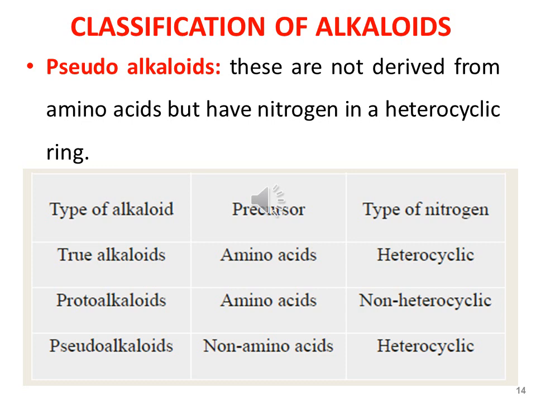The third type of alkaloids as classified by Hegnauer are the pseudo-alkaloids. Pseudo-alkaloids are the alkaloids that are not derived from amino acids but have nitrogen in a heterocyclic ring. So the pseudo-alkaloids contain a heterocyclic nitrogen atom. They are not derived from amino acids. However, they are derived from non-amino acid precursors. They are weakly basic in nature. For example, purine alkaloids, caffeine, and steroid alkaloids are examples of pseudo-alkaloids.